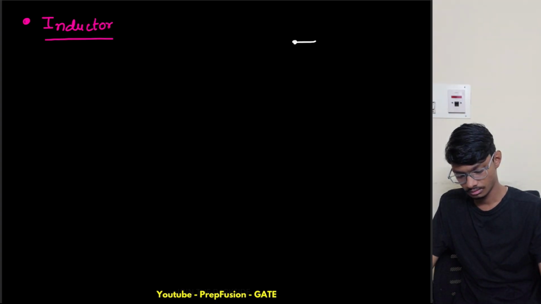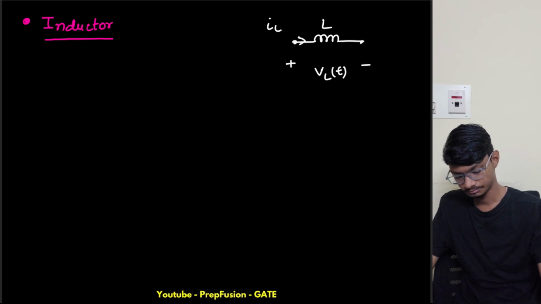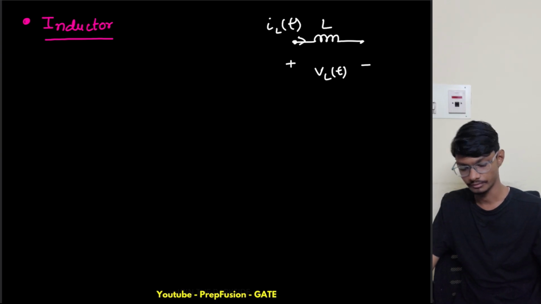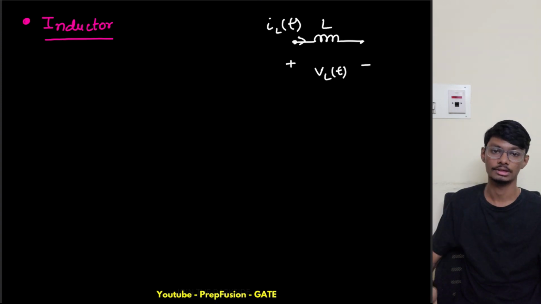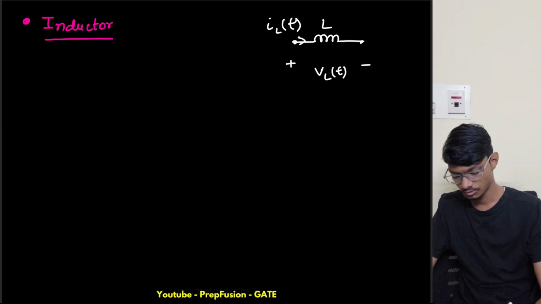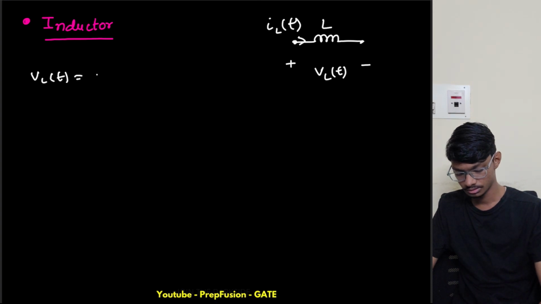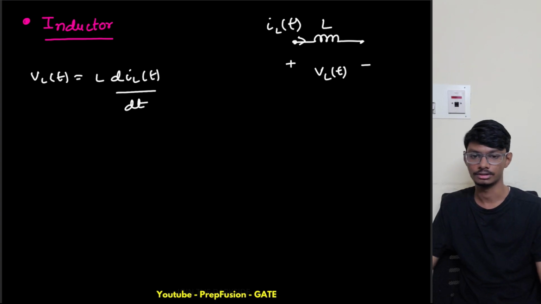So the inductor is like this only. This is the VL of t, and this is the IL of t. Okay, so how are the voltage and currents defined? VL of t is equal to L dIL of t by dt.